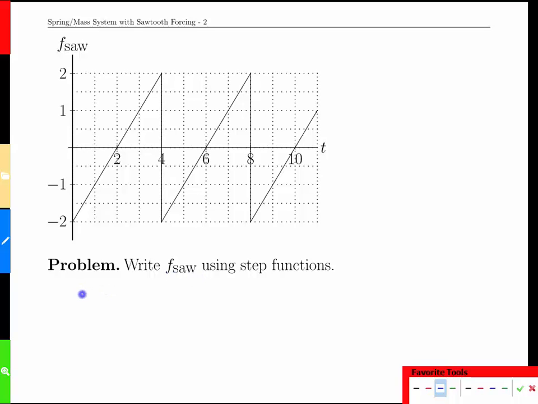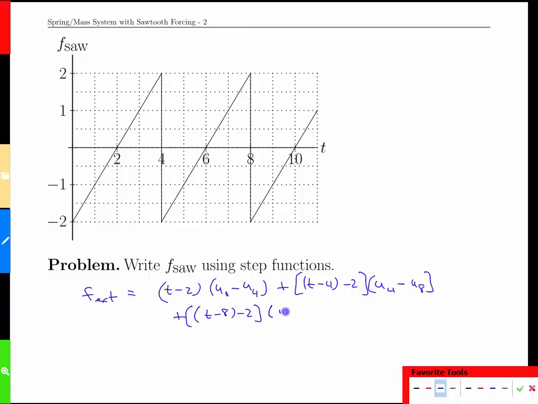To write the saw function using step functions, we can simply note that on the interval from 0 to 4, we had t minus 2. So we'd have t minus 2 times u0 minus u4. Plus the function that applied on the second interval from 4 to 8, and that was t minus 4 minus 2. That has a u4 minus a u8. And then we just keep going. We would have a t minus 8 minus another 2 times u8 minus u12, and so on.